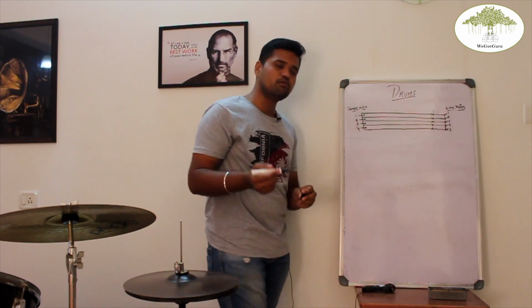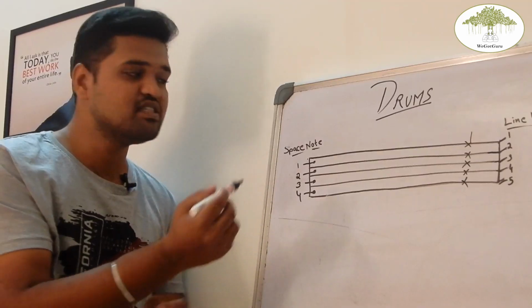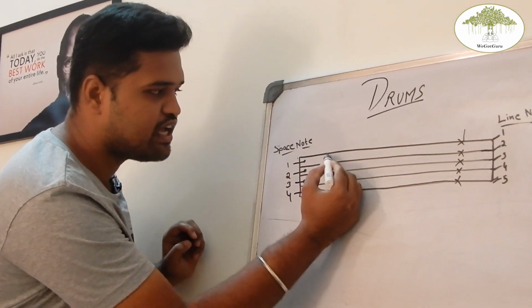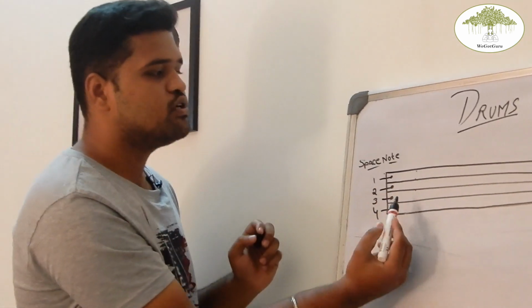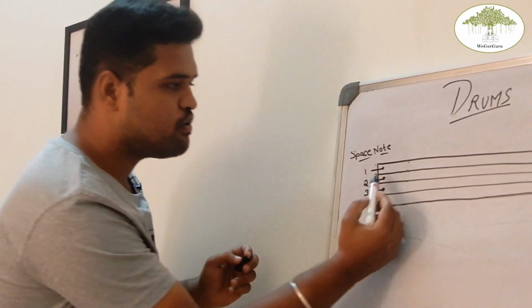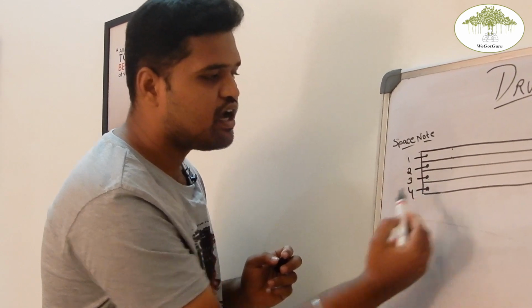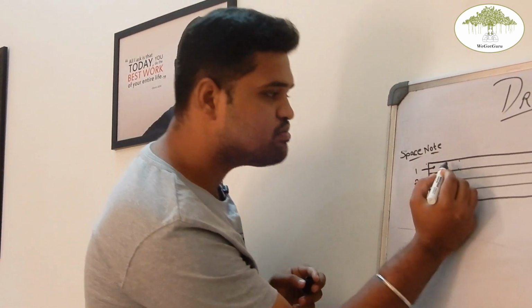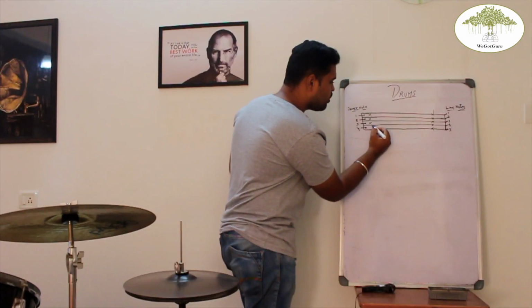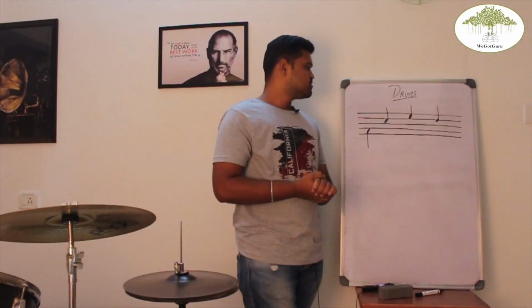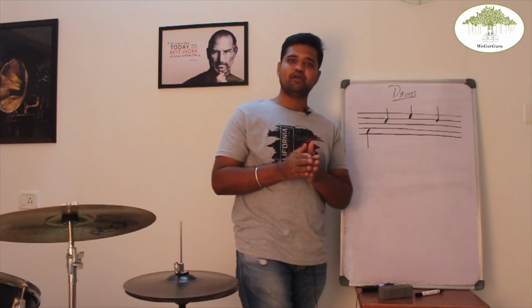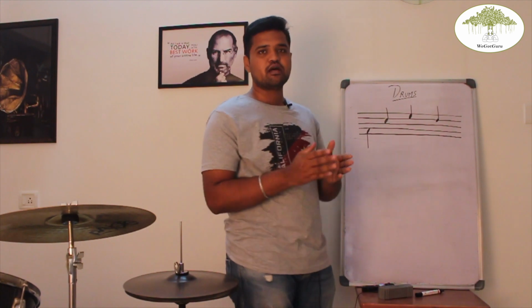There is one more kind called space notes, meaning the gaps between the lines are called space notes. So we have 4 space notes, 1, 2, 3, and 4. The notation which comes in the gap, we call a space note. So now you know the line notes and space notes, and we are coming to the drums notations.